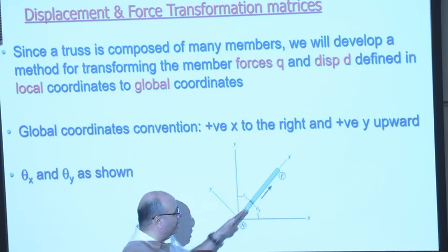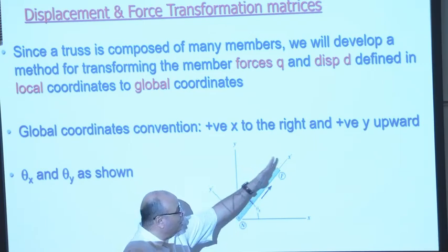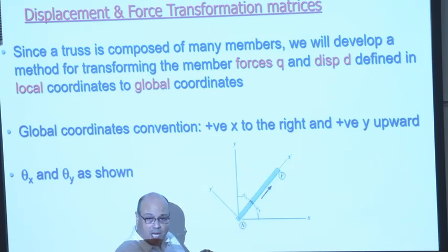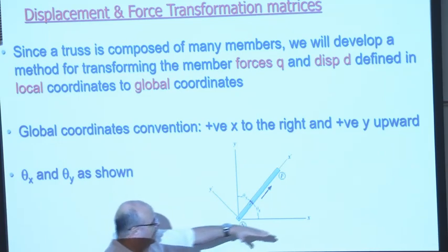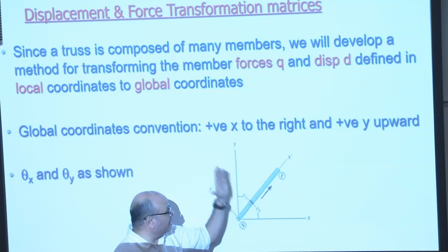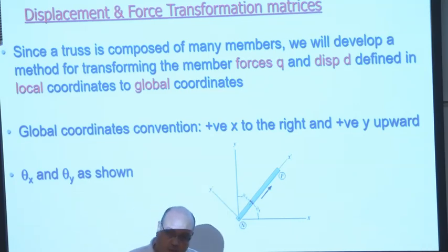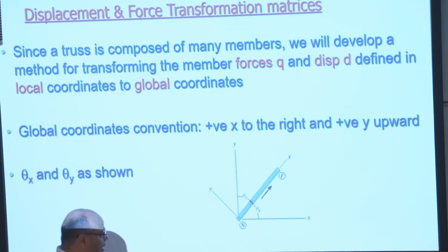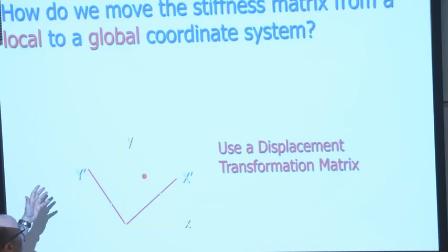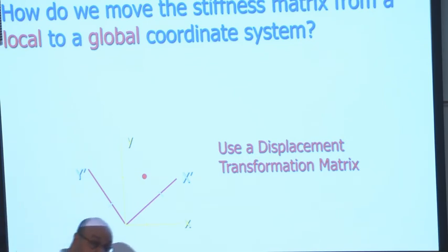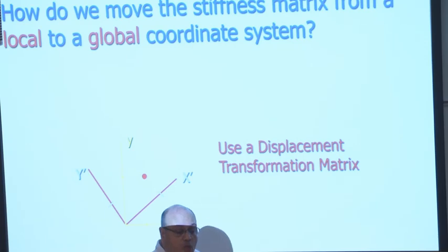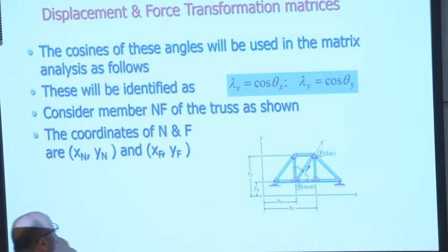So let's look at this member right here. Along the member, x prime and y prime are called the local coordinate system. The other x and y, horizontal and vertical, is called the global coordinate system. So how do we move that stiffness matrix that we developed earlier from local to global coordinates? That's exactly what we're looking for. You are going to use the transformation matrix.